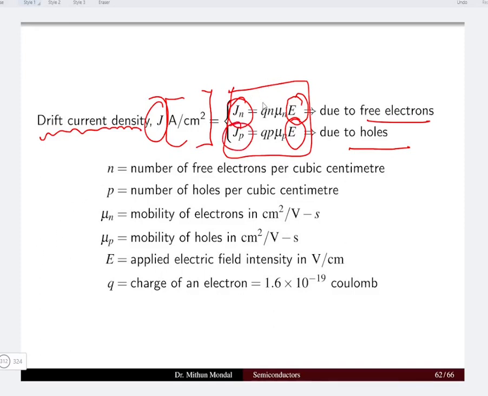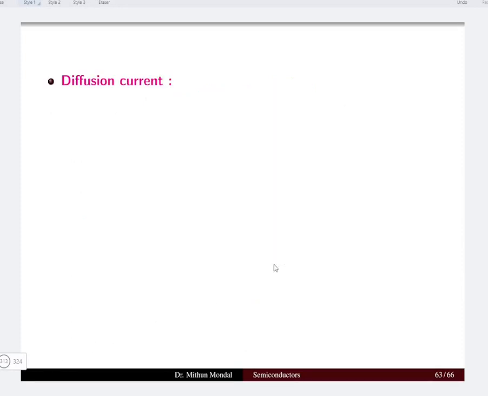The other factors: we have the charge, which is 1.6 × 10^-19 coulomb for an electron, and here N and P are the number of electrons and number of holes, and mu n and mu p are the mobility of electrons and holes, and the unit of electric field is volt per centimeter. Next, the current we have is the diffusion current.